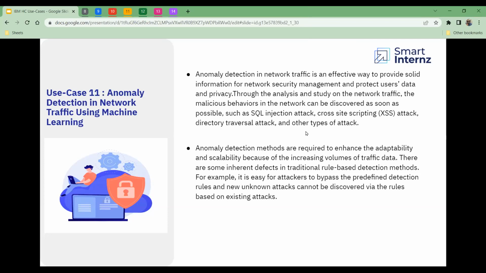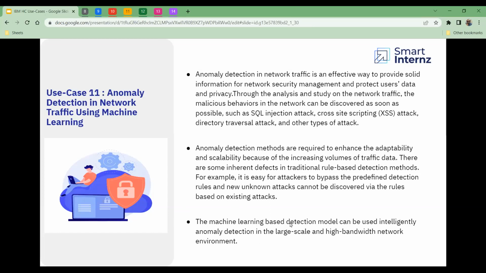So to overcome the anomaly, first we need to detect it. For the detection part, we can use machine learning algorithms. The machine learning based detection model can be used for intelligent anomaly detection in large scale and high bandwidth network environments also. So we can use machine learning based services. That's how we can develop a solution for anomaly detection first. After that detection, we can also implement tackling the anomalies that got into our system.